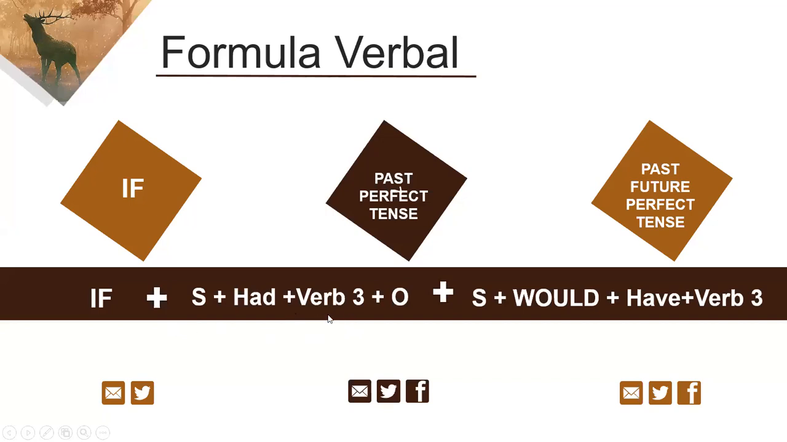Okay. Right. So no matter what kind of verb you use, it's not only had, but here it must be had. But the second verb depends on the verb you use. For example, if I had studied, that is verb 3. If I had spoken, also verb 3. If I had eaten, okay.